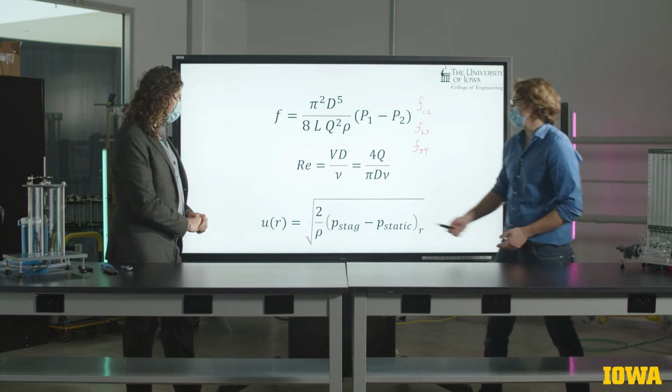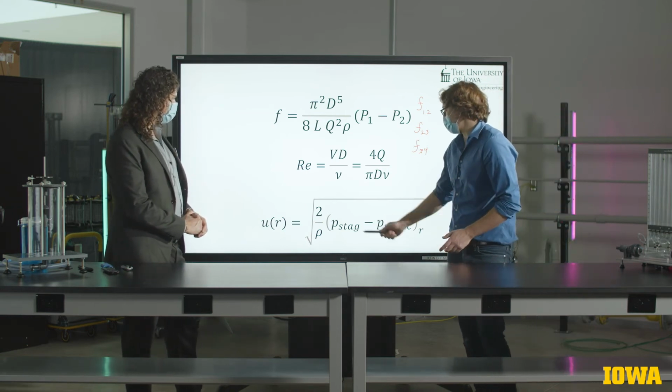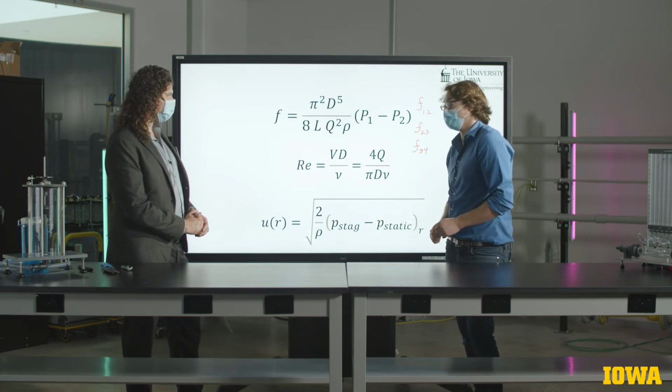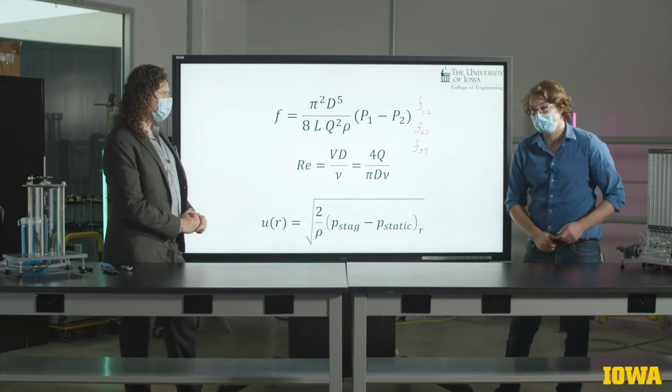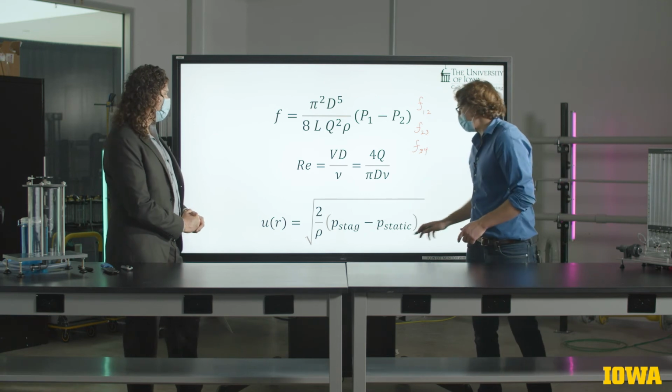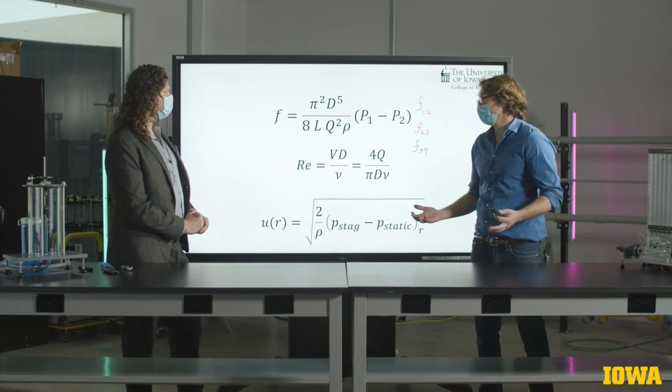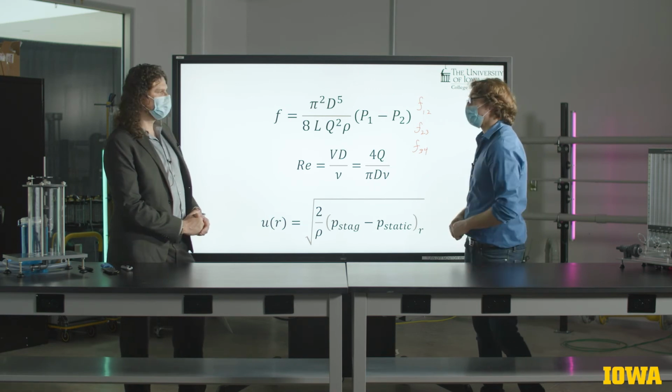Correct. We had one side of the differential pressure transducer plugged into the stagnation pressure probe, and the other plugged into the static pressure probe. The difference between them gives us the velocity, or something that's proportional to the square of the velocity.